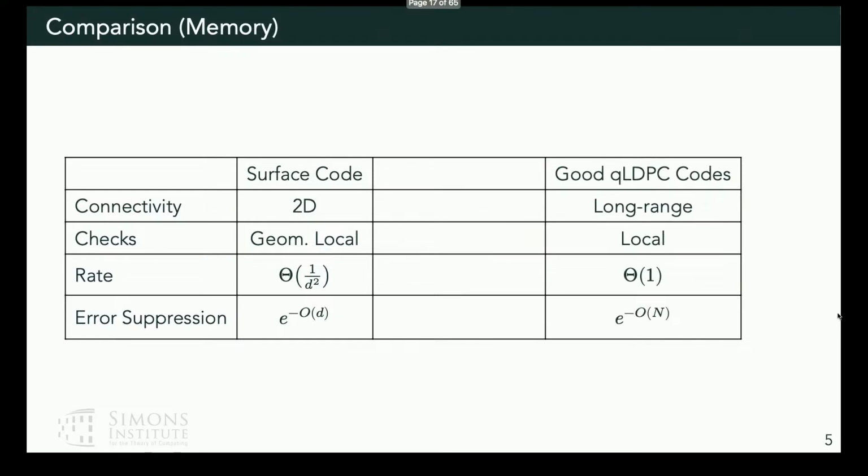So okay. Now, what about good quantum LDPC codes? We're going to need long-range connectivity, and our checks are only local, not geometrically local. But we have constant rate and exponential error suppression, which is quite nice. And then our result sits somewhere in the middle. We have 2D connectivity. Our checks are not geometrically local, but that's fine. We can still measure them. I'll describe how to measure them later. And we have, again, this polylogarithmic loss in parameters versus the good codes, which is quite nice.